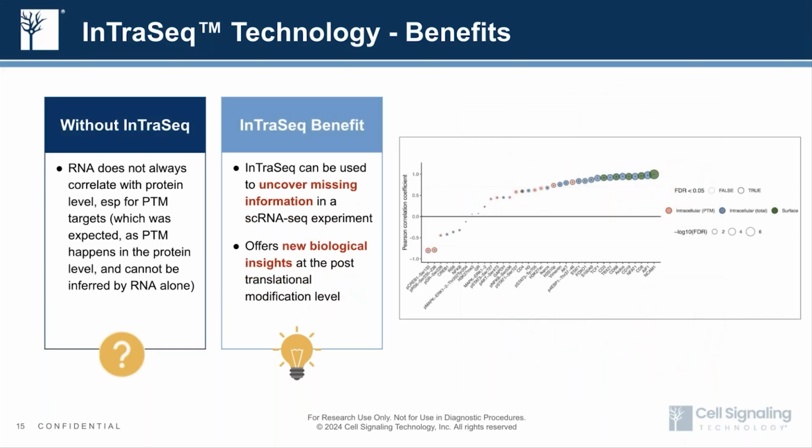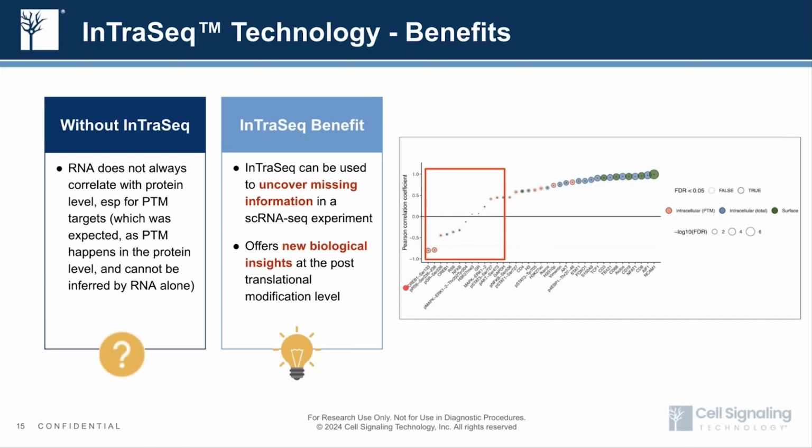Now, while we were analyzing multiple data sets, we decided to hammer down and understand the differences between RNA and protein. What this graph is showing is the Pearson correlation coefficient, looking at the correlation between RNA and protein, where 1 would represent a high correlation, 0 would represent the lack of correlation, and a negative value would represent an inverse correlation. You can see that with a lot of targets, and specifically surface proteins, there's a good correlation between RNA and protein. However, once you start looking at intracellular PTMs, post-translational modifications, and intracellular proteins, that correlation drops significantly, and it drops very fast.